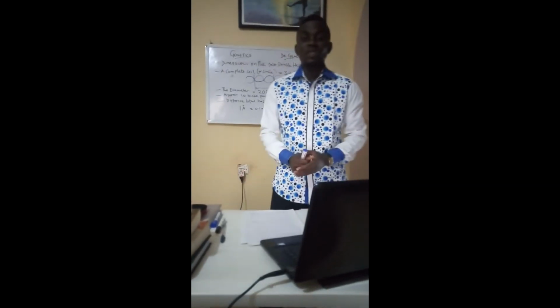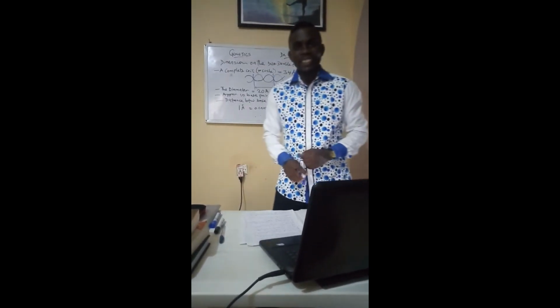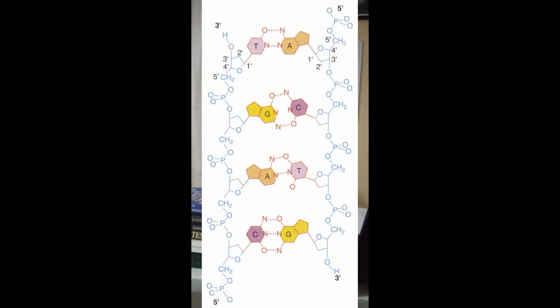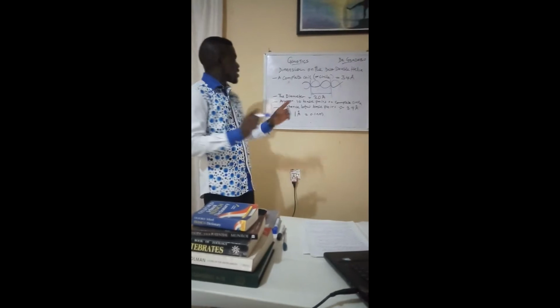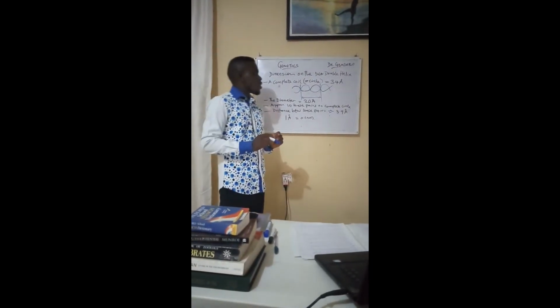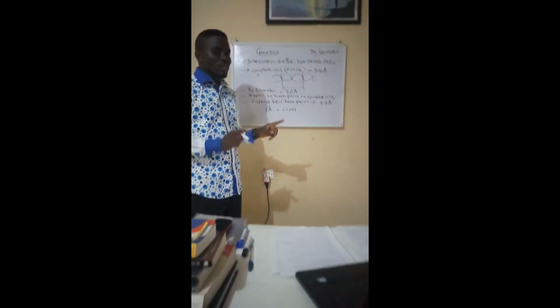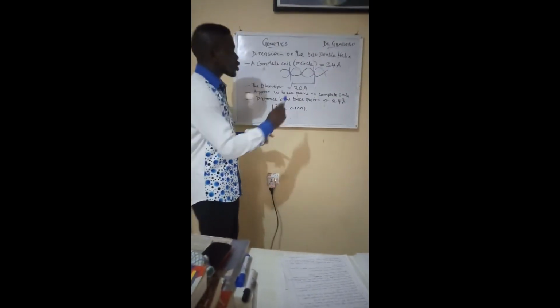In my previous lecture on genetics, I treated DNA structure. I was able to elucidate DNA structure. I just want to summarize that lecture by giving you some dimensions, the dimensions you find in DNA. For a DNA, a complete coil or cycle is 34 Angstrom. What do I mean by a complete coil?